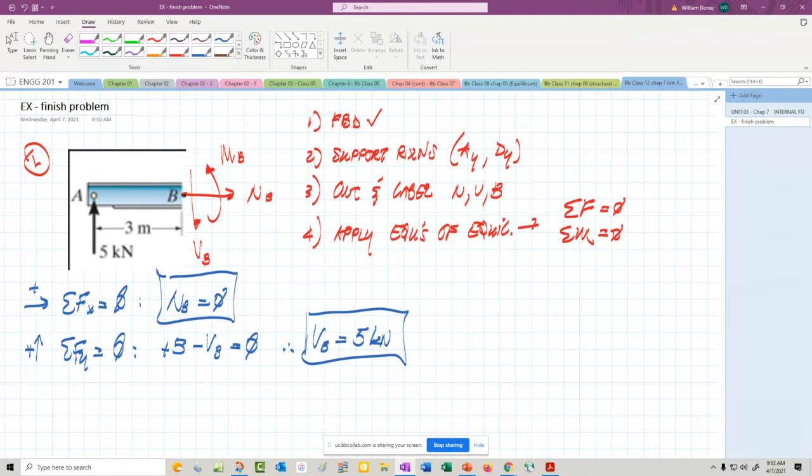Now, again, since this is the left section where we cut it at B, if you look at the right section, it would be 5 kilonewtons upwards if we solved it. Because the 5 down on this side has to be equal and opposite, or cancel, with the 5 up on the other section.